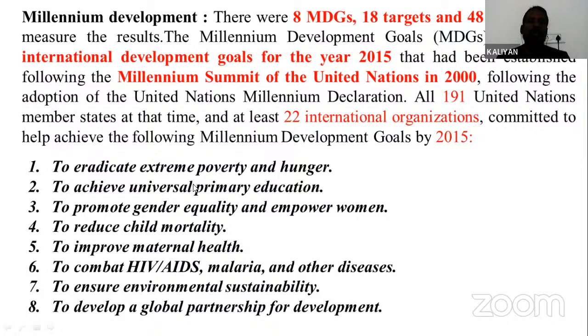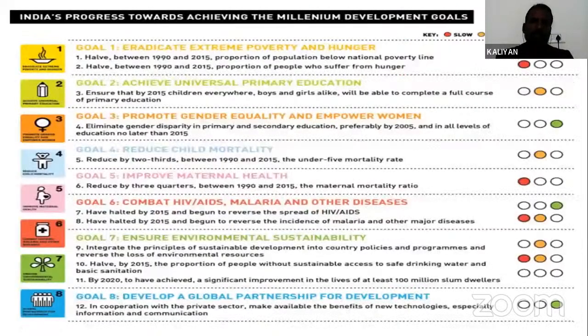So a question may come in chronological order: please arrange the Millennium Development Goals in the correct order. Otherwise, there may be a different type of question, like what the goals are, or what the key points are in a particular goal. So goal number 1 is to eradicate extreme poverty and hunger.